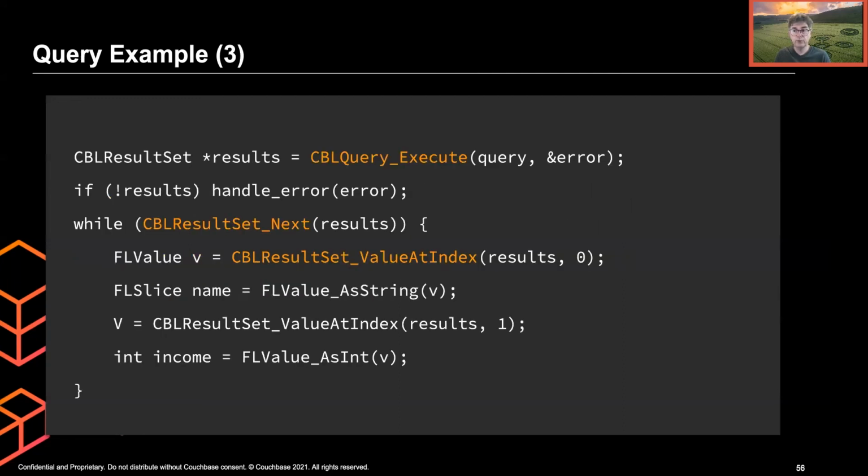And to run the query, we just call CBLQuery_Execute. And the CBLResultSet is sort of an iterator over that query. So we can step through it and look at the value at each index. Each one of these is a row. And so we can call value at index while the result set is parked at that row. So we use 0 to get the first value and 1 to get the second value.